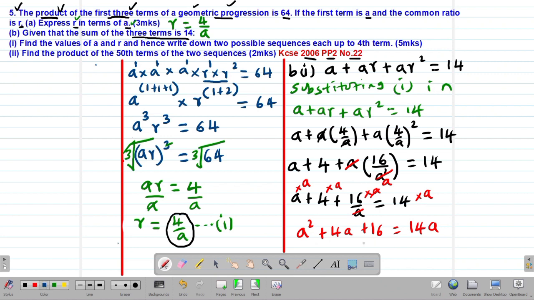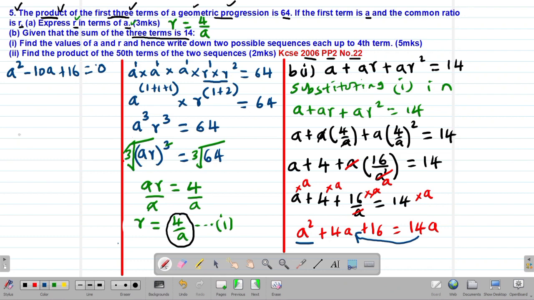So we'll end up with a squared. Then of course here I'll take 14a to this other side. So 4a minus 14a, I'll get a negative 10a. Then of course plus 16 being equal to, on the right hand side I'll remain with 0.